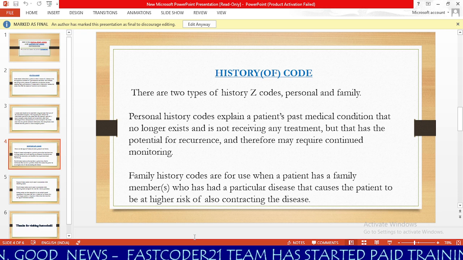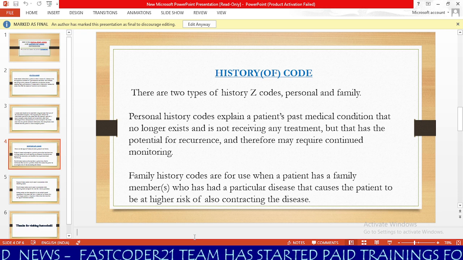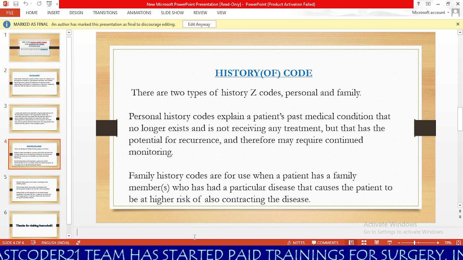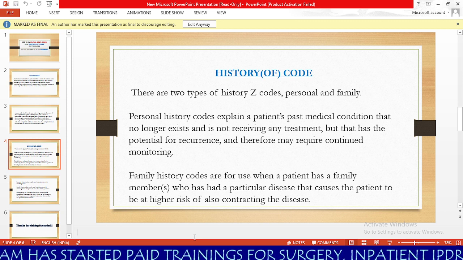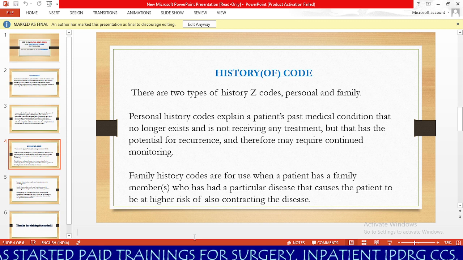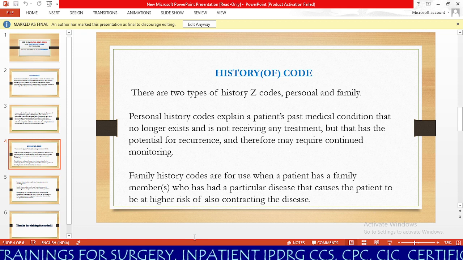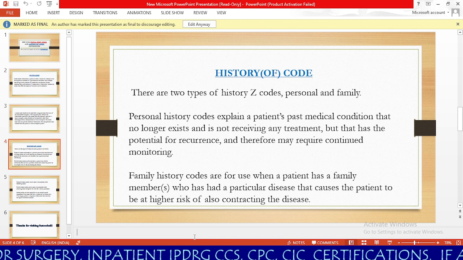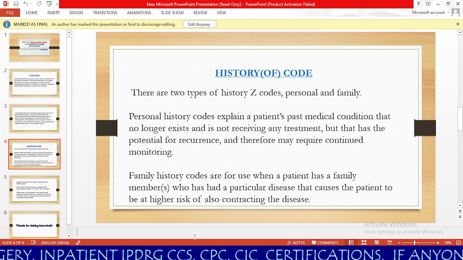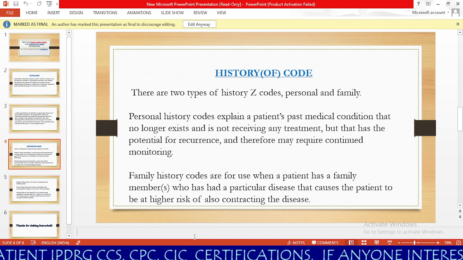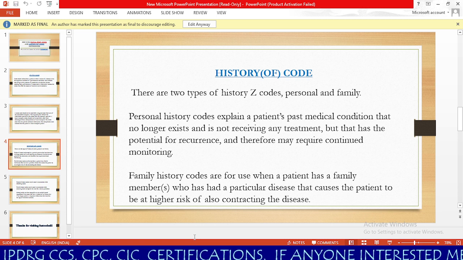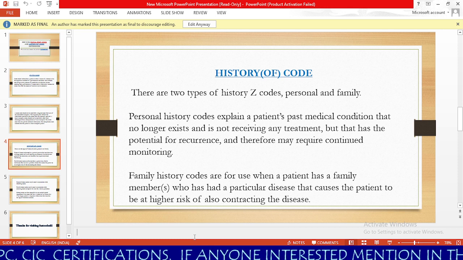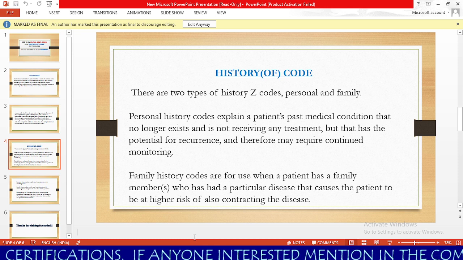So next one is family history. Mostly we will use family history in colonoscopy coding. So basically family history is related if the patient comes in for colonoscopy screening. What happens if the patient's family has had any type of colon surgery previously, there is a chance that the patient may have or will have colon cancer. So at that time we need to give family history to indicate that the patient's family already has colon cancer.